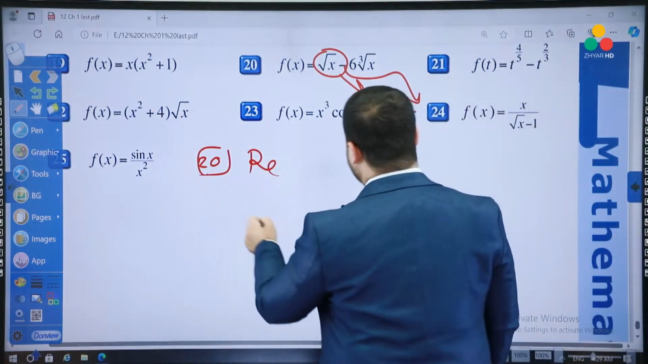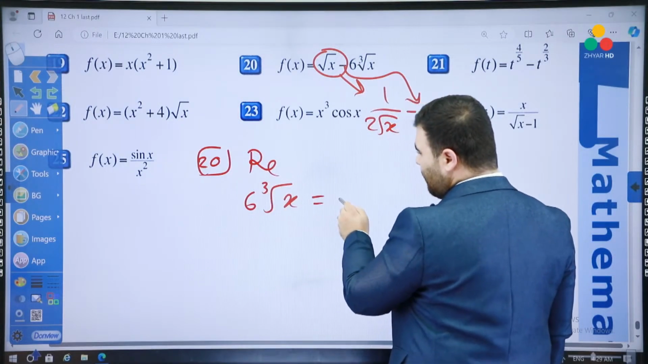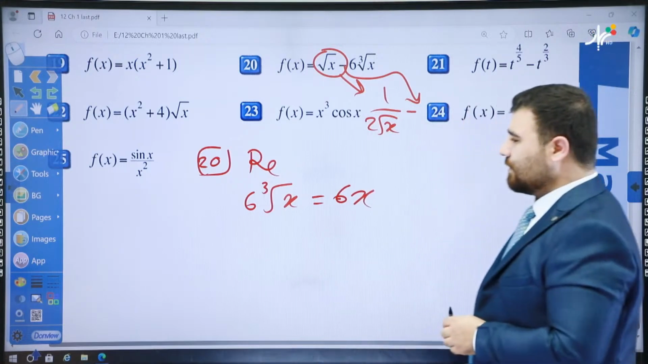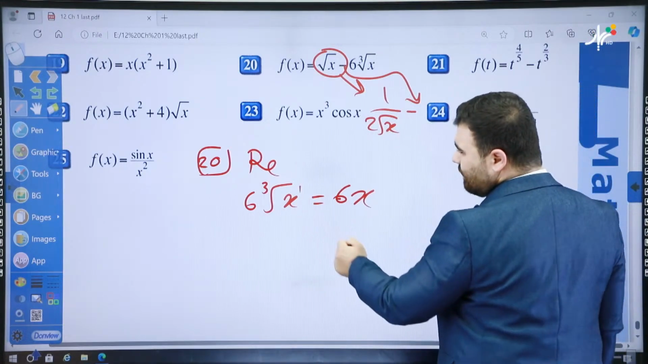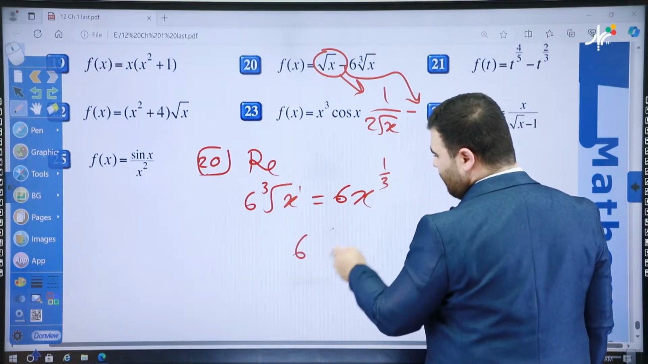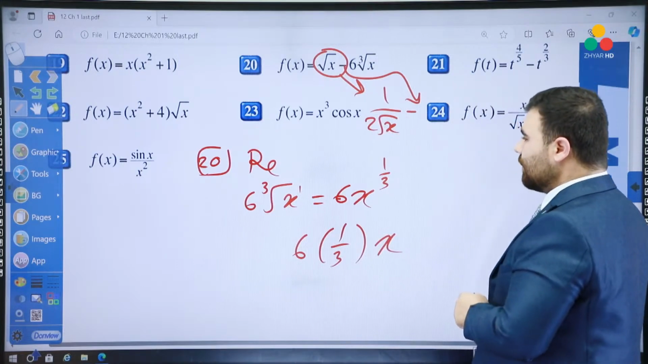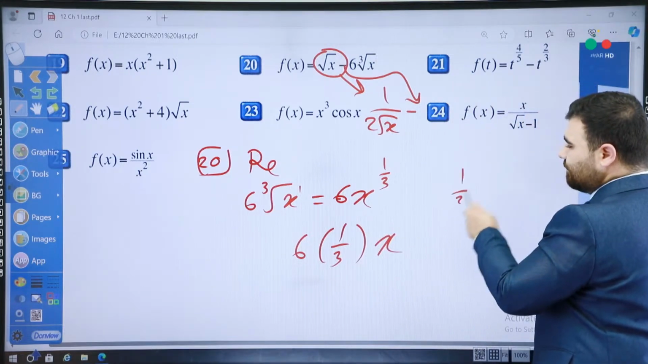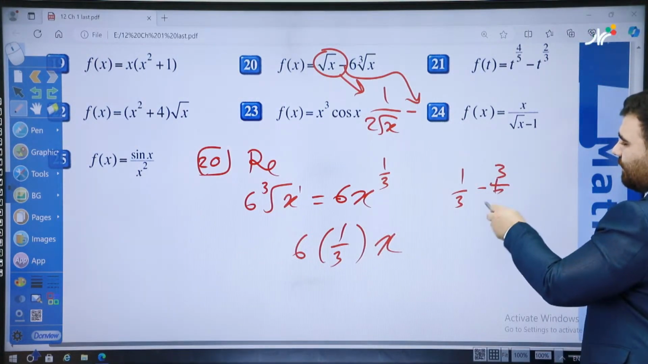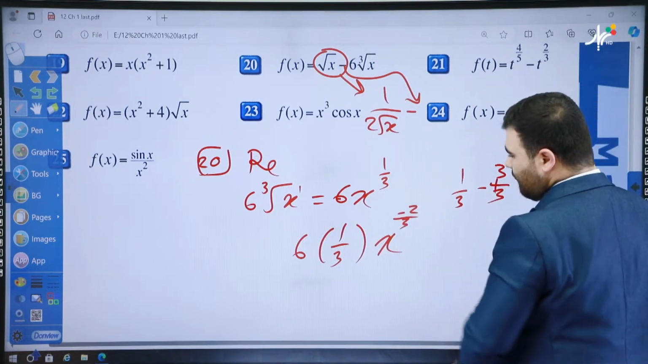Rewrite 6 cubic root of x is the same as 6 x power, what's the power of x inside the root is 1, so x power 1 over 3. Now for the derivative, the power goes to the front: 6 times 1 over 3 x power minus 1. 1 over 3 minus 1 is, instead of the 1, I can write 3 over 3. It is 1 minus 3 is negative 2 over 3.